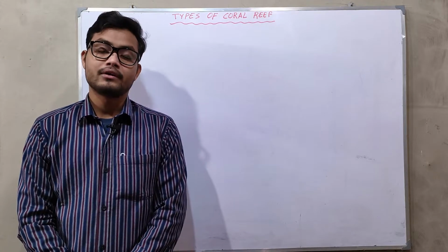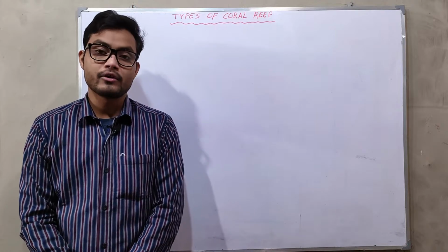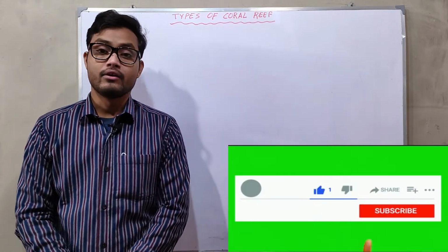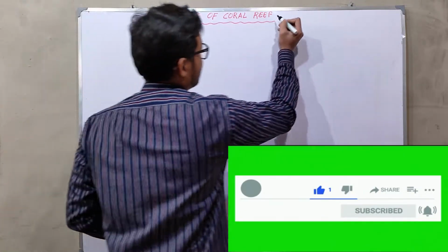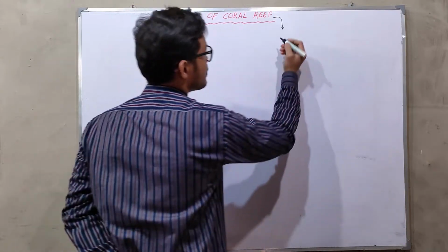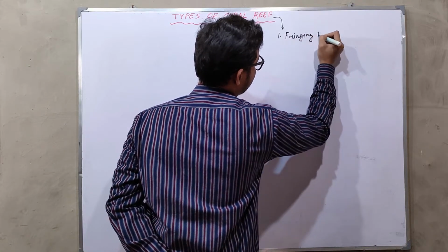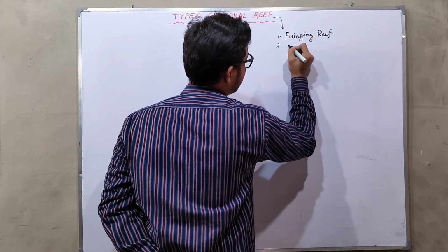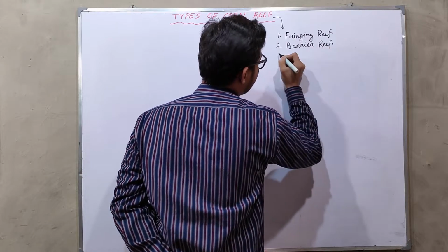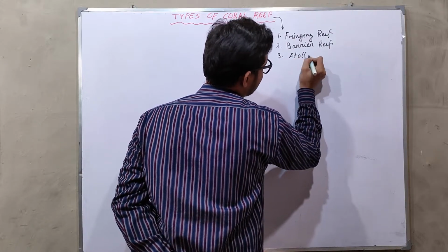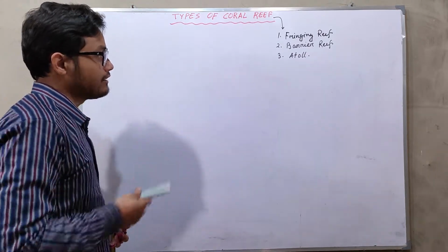I am Animesh. In my previous video, I already discussed coral and how coral is formed, and in this video I am going to discuss the types of coral reefs and where they are found. So basically, coral reefs are classified into three major categories. One is the fringing reef, the next one is the barrier reef, and the third one is the atoll. Fringing reef, barrier reef, and atolls.